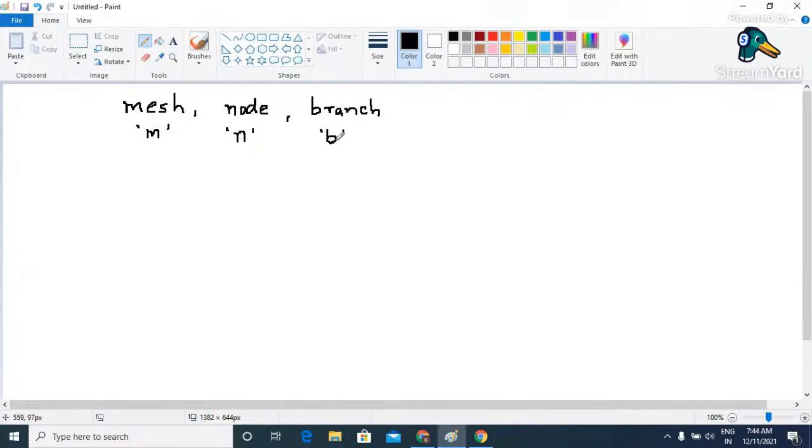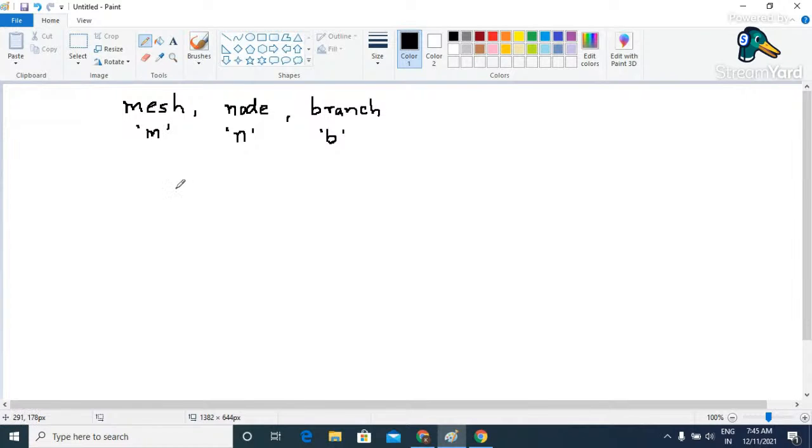So, what is the relationship between mesh, node, and branch for a given circuit, and what exactly is the meaning of these three terms? So, what is mesh? Mesh is nothing but the smallest closed loop available in a circuit, which further cannot be divided into sub closed loops. So if you have a circuit, and in that circuit you have a smallest closed loop, then that smallest closed loop is nothing but a mesh.